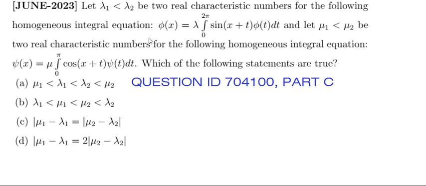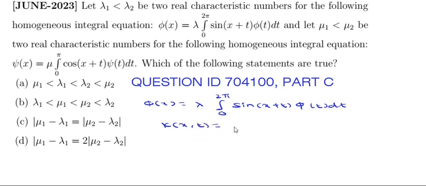So let us take the first integral equation. Consider phi of x equals lambda integral 0 to 2 pi sin of (x plus t) phi of t dt. So here k of x comma t is equal to sin of (x plus t). Given this is a homogeneous linear integral equation, this is a Fredholm integral equation.